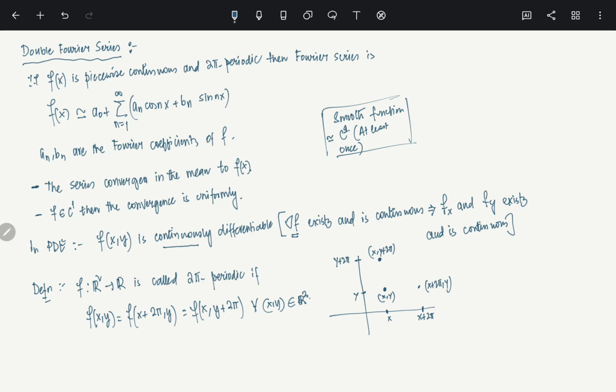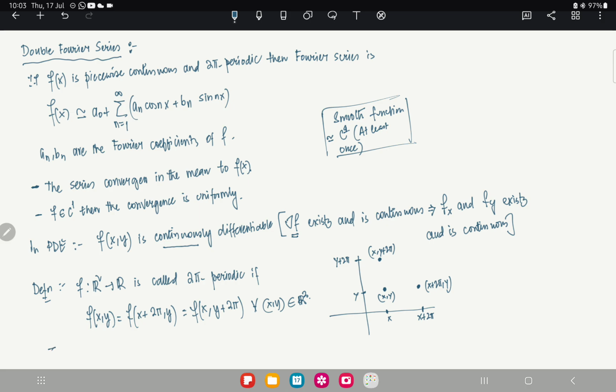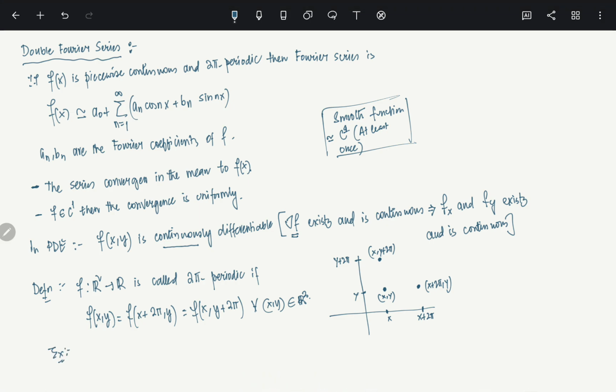What I am trying to say is that the functional value at the point x y should be equal to the functional value at the point x plus 2 pi, y. Again, it should also be equal to the functional value of f at the point x, y plus 2 pi. Is it okay? Right.